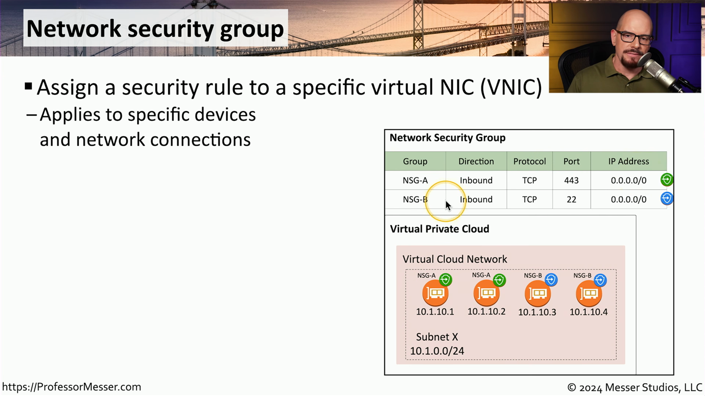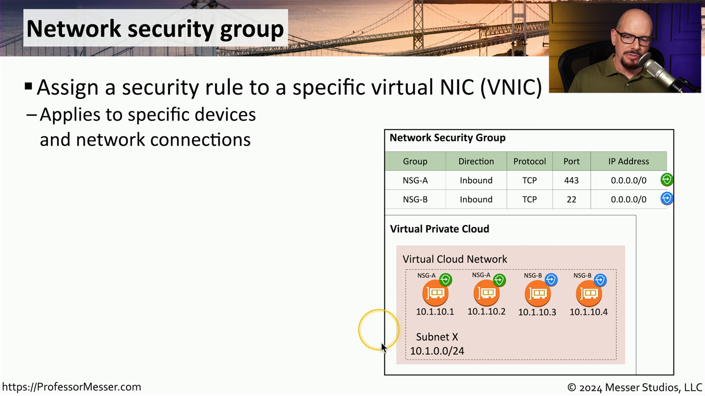So you can see I have similar security rules that I've defined as a network security group. I have network security group A, which is inbound TCP to port 443, and I have a network security group B, which is also an inbound rule to TCP port 22. I've identified these as the network security group A with the green shield and the network security group B with the blue shield. And you can see that I can assign those network security groups to individual network interface cards that may be inside of a virtual cloud network.